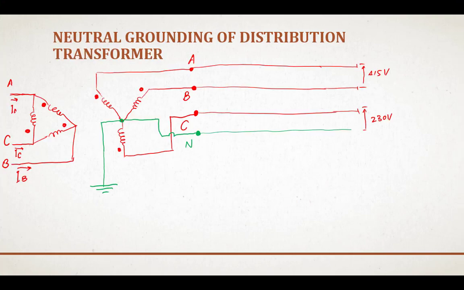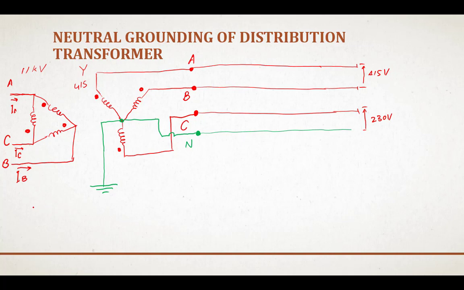Next we discuss neutral grounding of a distribution transformer. What is the purpose of connecting the neutral of the low voltage side of a distribution transformer? Here we can see a distribution transformer where the high side, 11 kilovolt, is connected in delta and the low voltage side is connected in Y formation, and the voltage level is 415 volt.